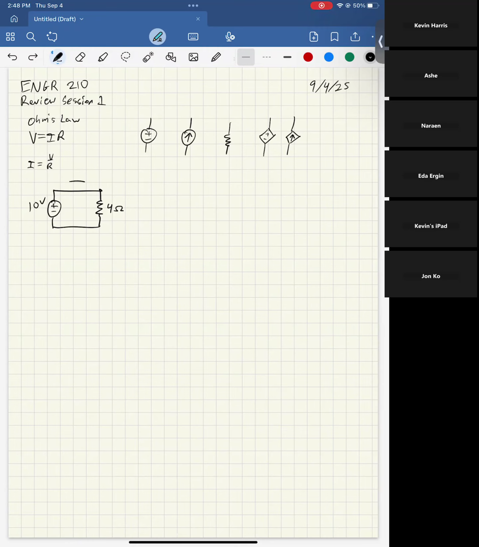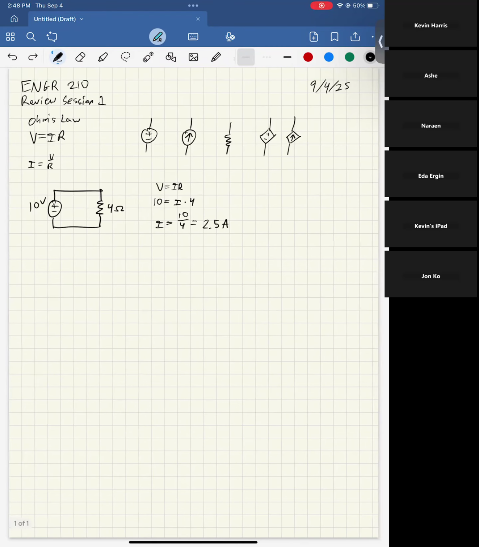If we want to know what the current flowing through this resistor is, we say V equals IR. We can fill in V, and we can fill in R, and then we solve for I, and you would get 10 fourths, or 2.5. The unit for that is amps. Amps is current. So that's Ohm's law. Hopefully you are all clear on that.